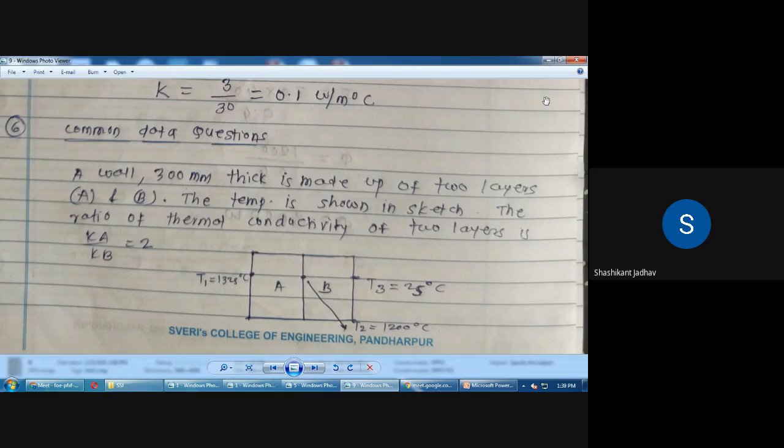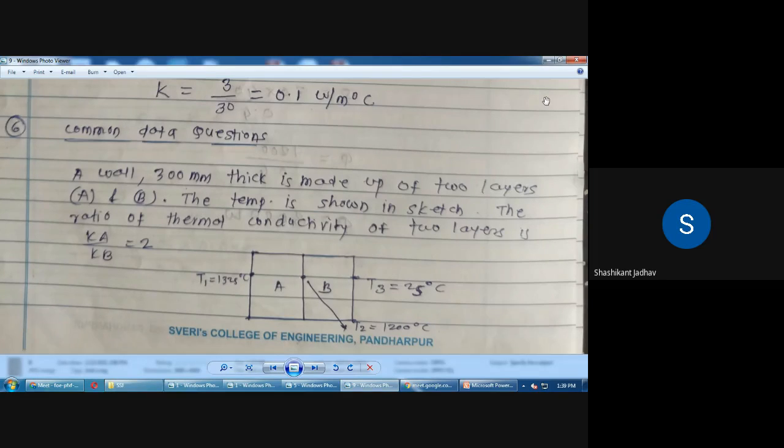Notation is QA is equal to K into A into T1 minus T2 divided by LA, thickness of section A, and K is nothing but KA, thermal conductivity of section A. And similarly we have to write down the equation for the section B, that is QB is equal to KB into A into T2 minus T3. For the section B, what is the temperature difference? T2 minus T3. And for the section A, what is the temperature difference? T1 minus T2. So in that way we have to change the notation for that particular section.